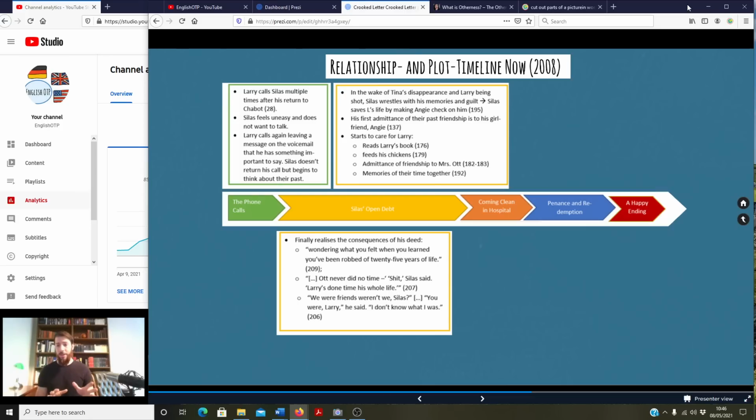And another really central quote that I would like you to go back to and read, and maybe just read what is around it, is that the other police guy says, "Odd never did no time," right? So you don't have to feel bad about it, because Larry's never been in prison, right? And Silas says, "Well, he's done time his whole life." And he realizes that he's to blame.